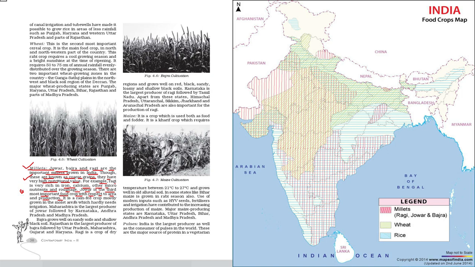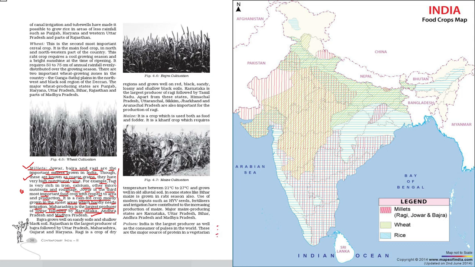It is a rain-fed crop mostly grown in moist areas which hardly needs irrigation. Major jowar producing states are Maharashtra, Karnataka, Andhra Pradesh, Madhya Pradesh in 2011 and 12. Now this is data specific to 2011 and 12. There is not much to be explained in these topics. All you need to do is read it carefully once and just mark down the points that you can write in case it comes for 3 marks.